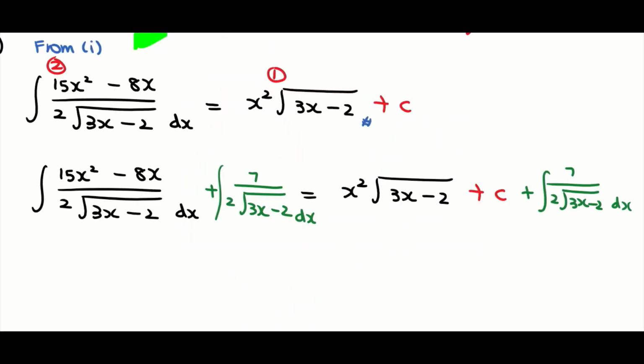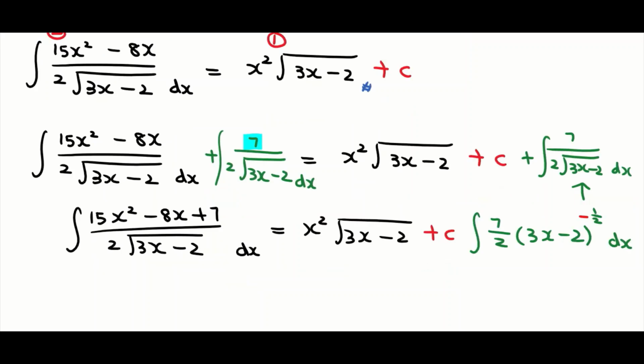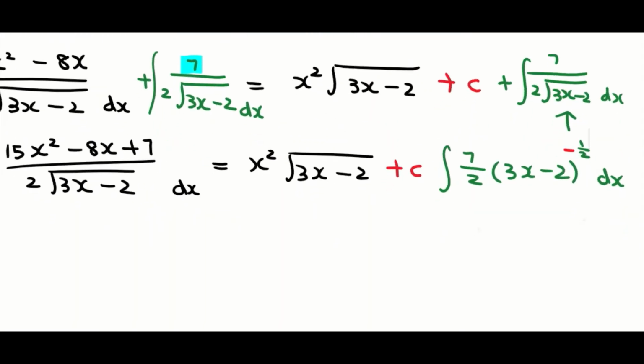Why I'm doing this is so that I can create the plus 7. I can get back what the question would want me to find. Now all is left is to integrate here. And before I integrate, please simplify and convert it to index form. Okay, now I'm ready to integrate this.